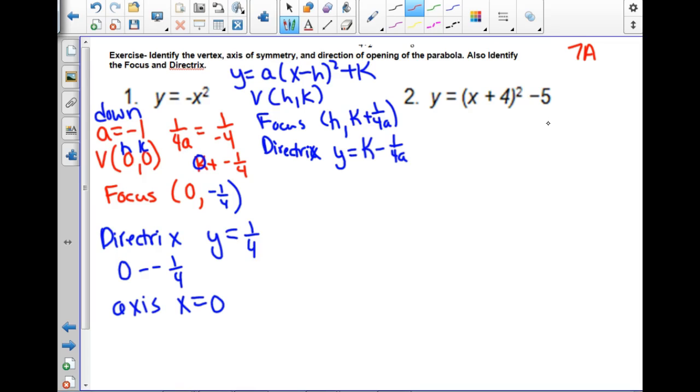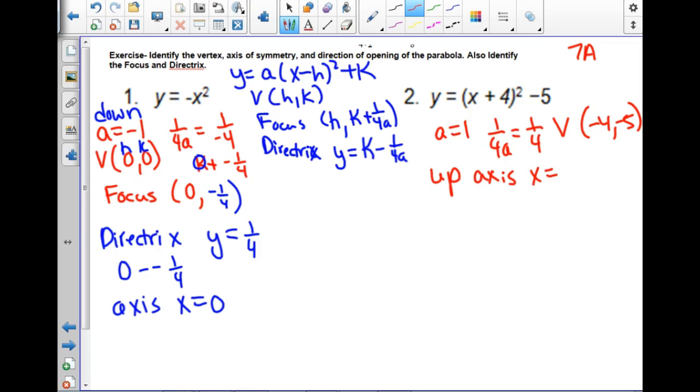Number 2 is a little more tricky because the vertex is not at the origin. So a is 1 here, so 1 over 4a is going to be 1/4. All right, and the vertex is at negative 4, negative 5. This parabola would open up, and the axis of symmetry is the equation x equals the h value, negative 4.